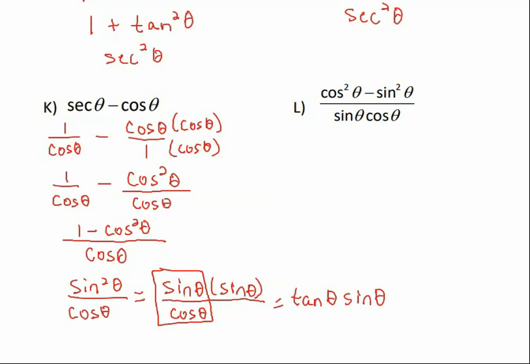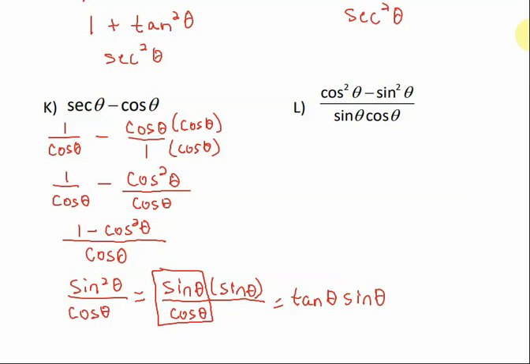All right. When I look at L, cosine squared theta minus sine squared theta, that makes me think about the Pythagorean identity. But that's not a Pythagorean identity because the sine squared theta and the cosine squared theta are being added together in the Pythagorean identity. So we can't change that to 1. If this were a plus in between those, then that would equal 1, but it's not, so it doesn't.